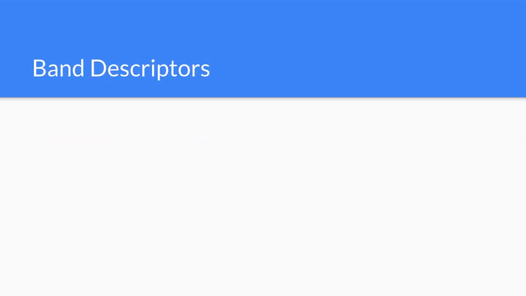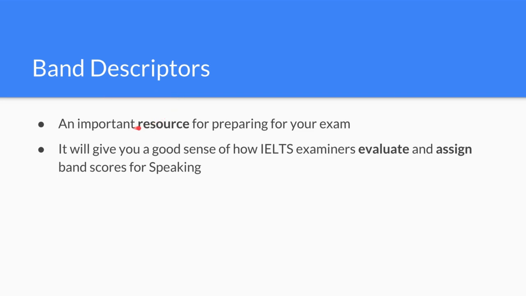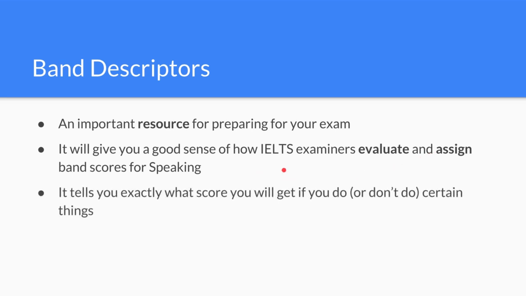Okay, now let's talk about band descriptors. Band descriptors are a very important resource for preparing for your exam. The reason why they're such an important resource is because they're going to give you a really good sense of how IELTS examiners are evaluating your speaking and how they are assigning you band scores. So, in other words, band descriptors are going to tell you exactly what you need to do and what you should not do to get a high score.